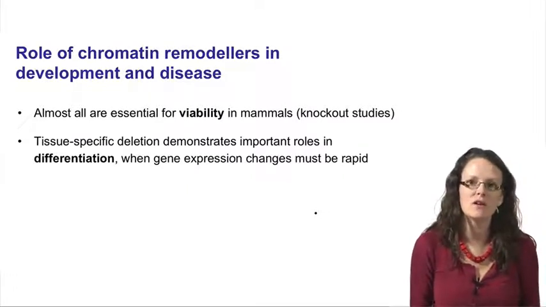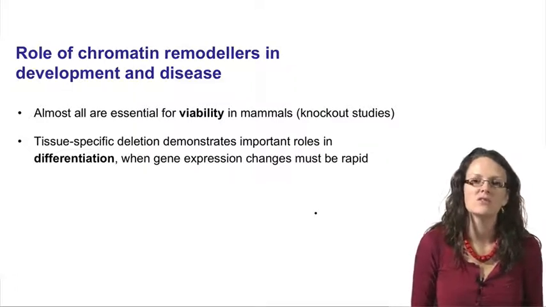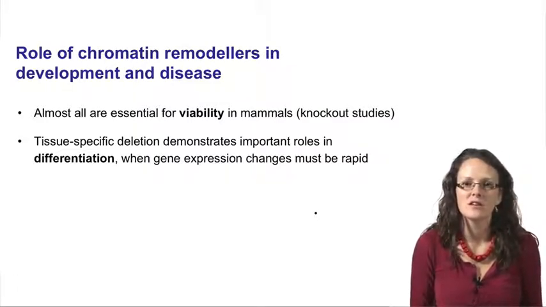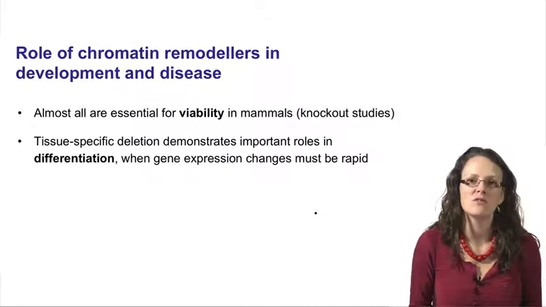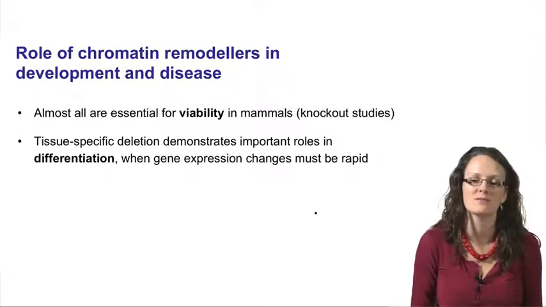In addition, if you delete these chromatin remodelers one at a time in a particular tissue, say for example in the skin, we know that this results in aberrant differentiation. And this is believed to be because although you can rescue the viability of the animal, the skin or any other particular tissue needs to rapidly differentiate at particular times. And because of the role of chromatin remodelers in moving around the nucleosomes, it's thought that the chromatin remodelers really allow for the rapid activation or silencing of gene expression, and so that's why they might be particularly important in differentiation.